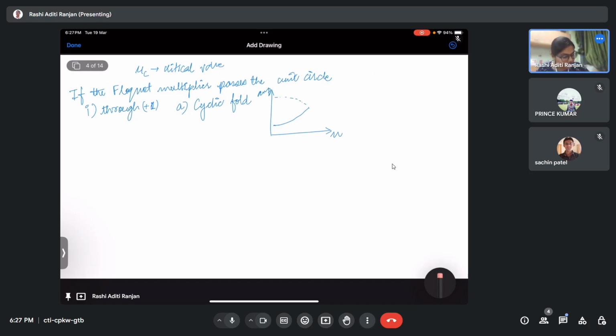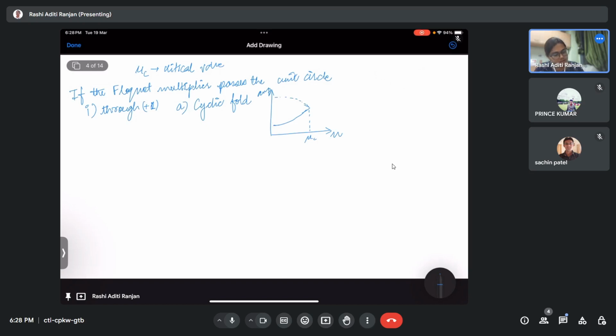If this is my mu c, right? For less than mu c, I have two amplitudes. One is stable, one is unstable, which means that I have two periodic cycles, one unstable and another stable. And as mu increases from mu c, the periodic cycle is going to vanish. There is no periodic cycle further. Okay, this was your cyclic fold bifurcation, right?